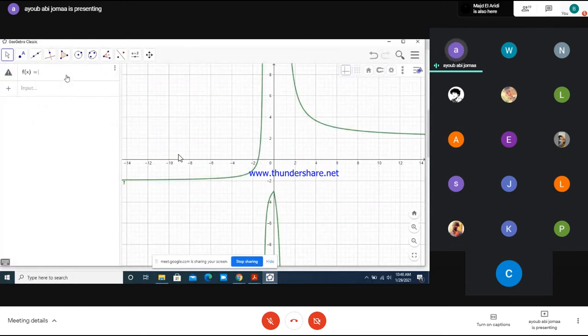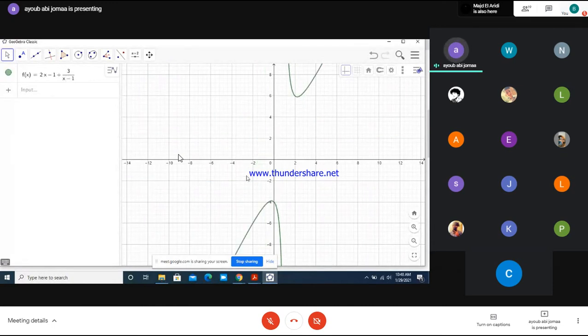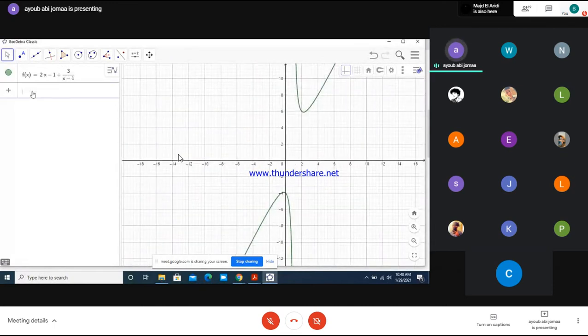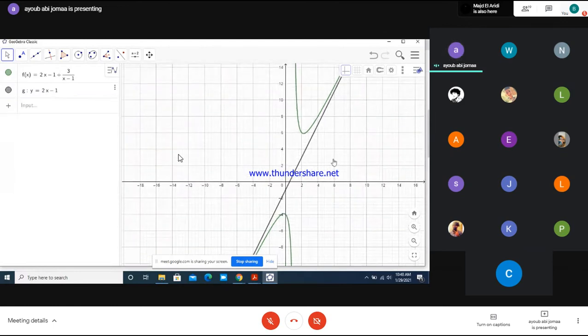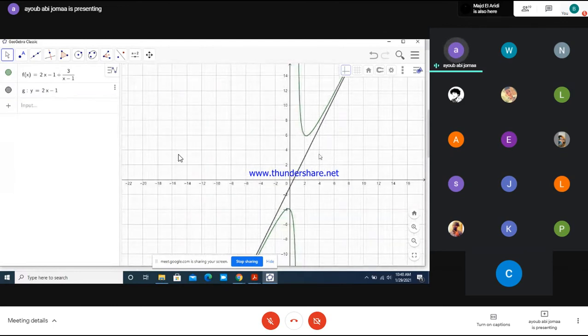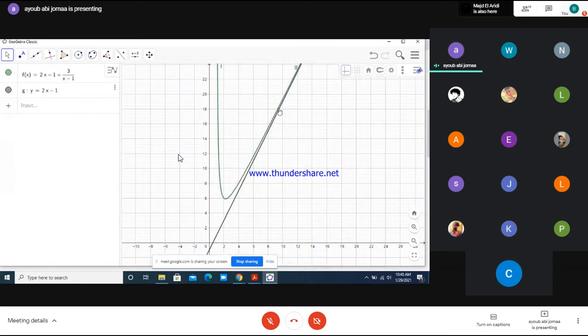Get it to x minus 1, that's a 3 over x minus 1. Here is the graph of the function and the straight line of equation y equal to 2x minus 1. Here is the oblique asymptote. As you can see, at infinity the graph is very close to the line. That seems to be the line itself.